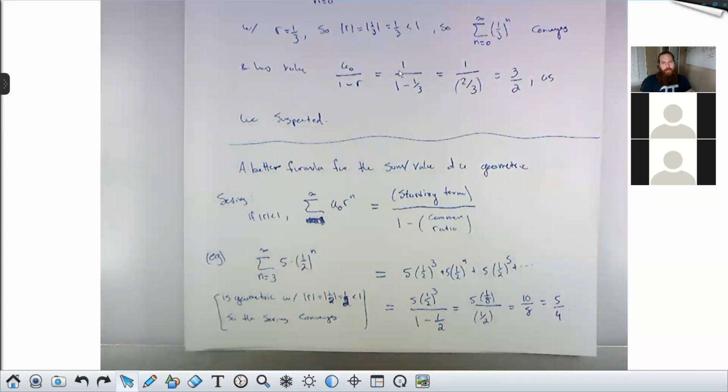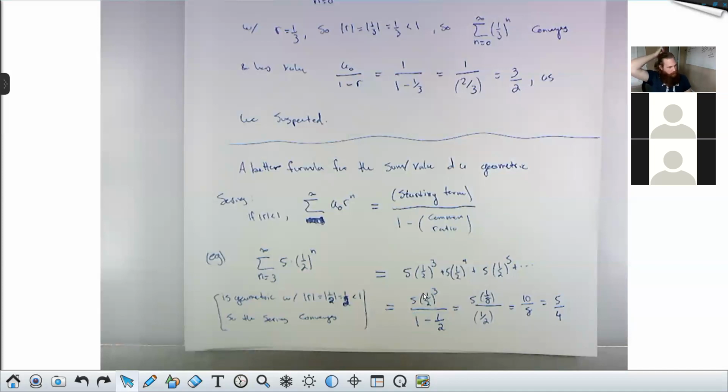So the 1 over 1 minus r formula works just fine as long as your geometric series starts at 0. But not every series starts at 0. Some of them start at 3 or at 10 or at 5. And so the easier formula for most folks to remember is you take the starting term, whatever the first term of the series is, and then you divide by 1 minus the common ratio. So the starting term over 1 minus the common ratio. And that'll work well no matter where your series starts.